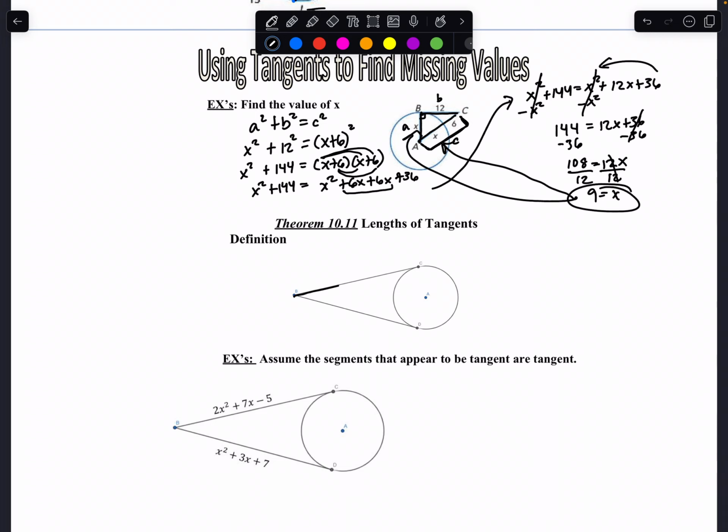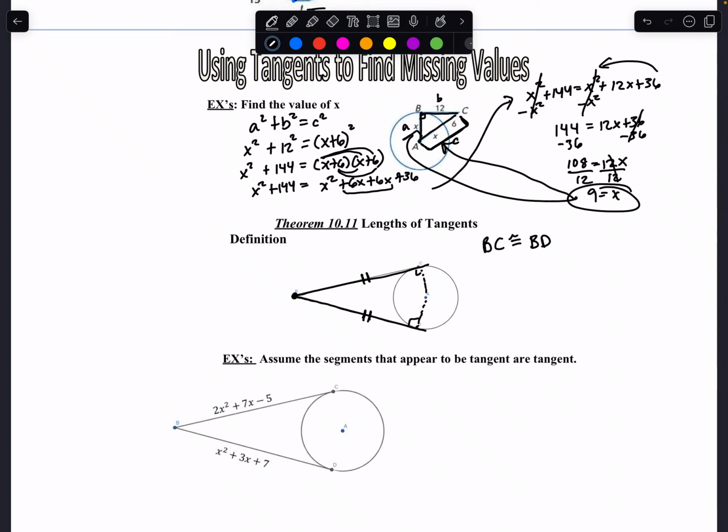Another property of tangents is that whenever you have two tangent lines, so we know that we have a tangent line over here, tangent to the circle, so it technically forms a right angle. I have another tangent line over here, which means it'll also form a right angle. When they share the same point here on the outside, what this theorem says is that the lengths of these two tangent lines are going to be congruent. The length of BC will be equal to the length of BD. They are congruent.